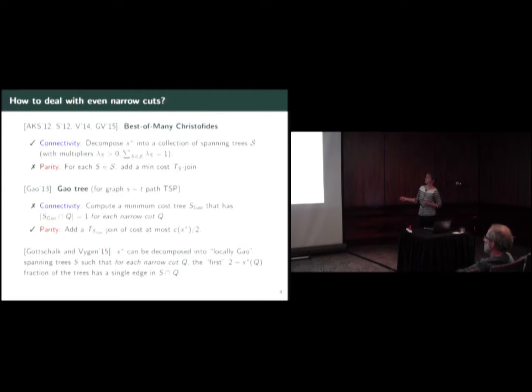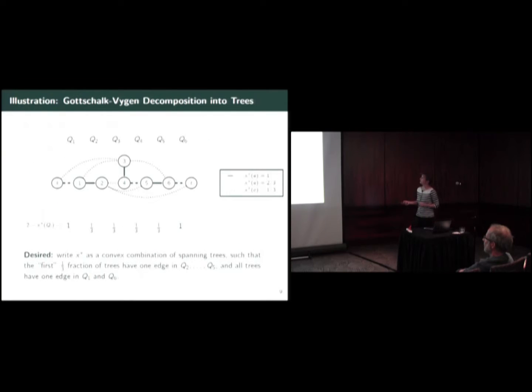So a Gao tree is one where each narrow cut has one edge in the tree, and now it says the first 2 minus x star of Q fraction of the trees have one edge in the cut Q. So for the example I showed before, 2 minus x star of Q is 1 for these two cuts and 1/3 for these. So I want to write this LP relaxation as a convex combination of spanning trees, such that the first 1/3 fraction of the trees have one edge in these 4 cuts, and all trees have one edge in Q1 and Q6.